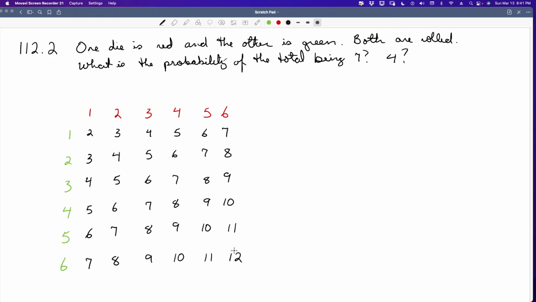So now, the way that we find the total number of outcomes when we have two numbers or two items is we multiply. We multiply the total outcomes of number 1 times the total outcomes of number 2.